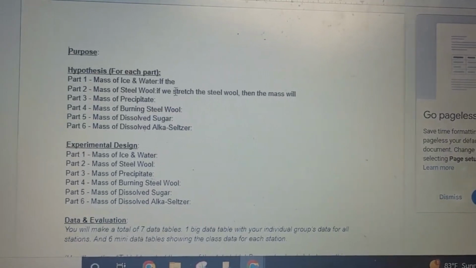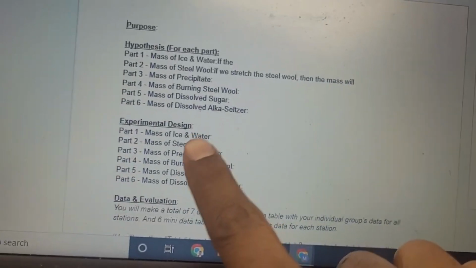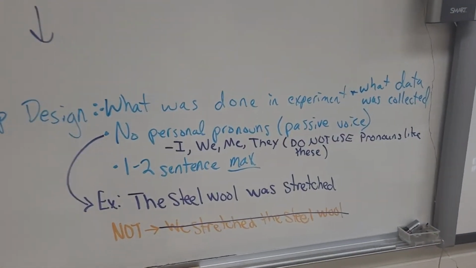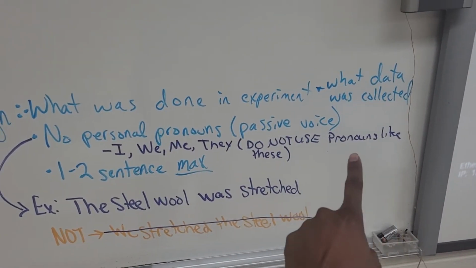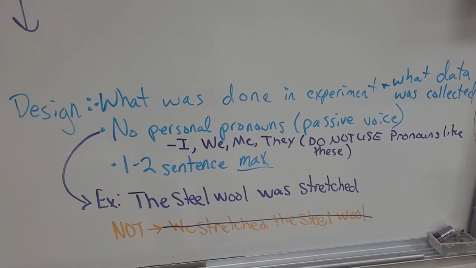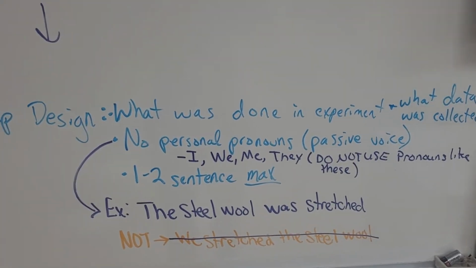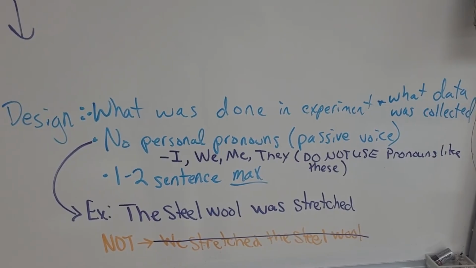All right, so this is for the experimental design section. The experimental design is a brief description of what was done in the experiment. It must include what data was collected. Don't actually tell me the data, just tell me what kind of data was collected: the mass, the volume, the time, the temperature, what was collected.